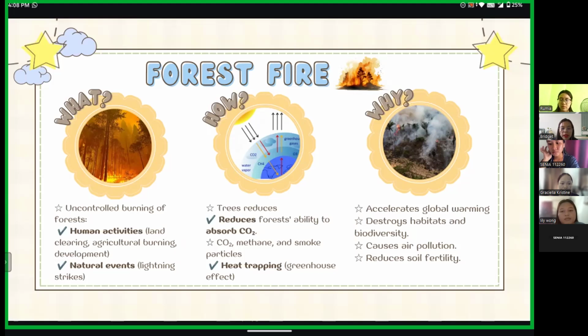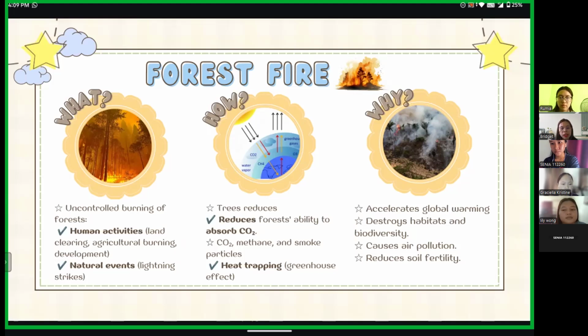Other than that is how forest fires can contribute to global warming. The way forest fires contribute to global warming is that the fires release a large amount of greenhouse gases into the air. When trees and vegetation burn, they release the stored carbon, such as carbon dioxide as well as methane, into the air. These gases accumulate in the atmosphere and increase the greenhouse effect. Large-scale forest fires can emit millions of tons of greenhouse gases.